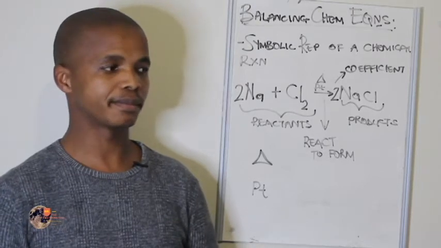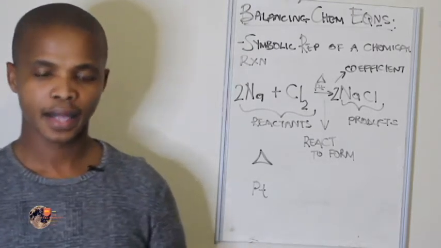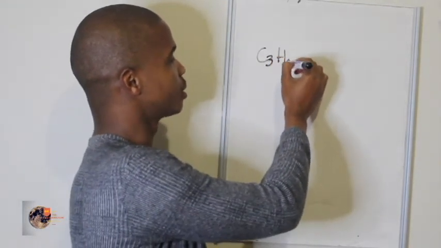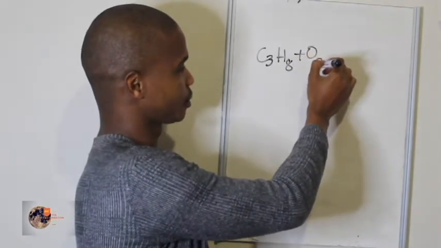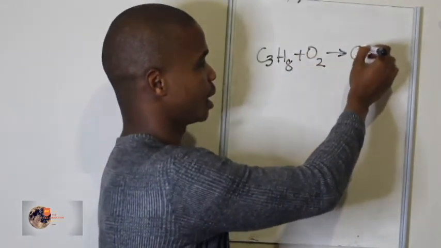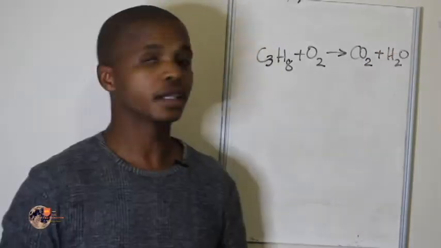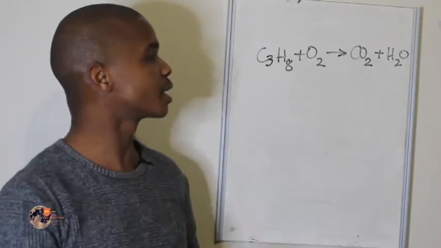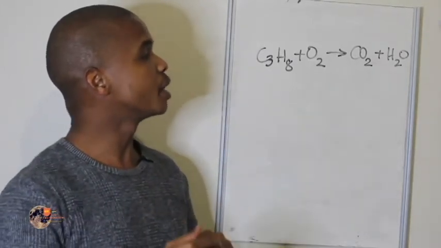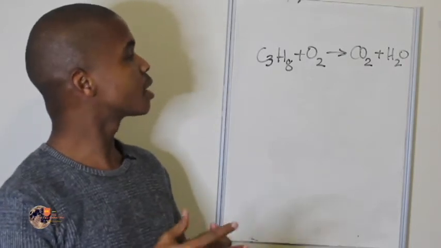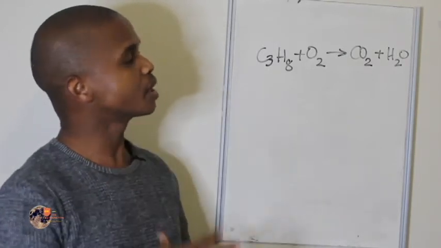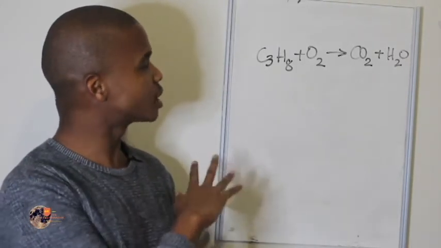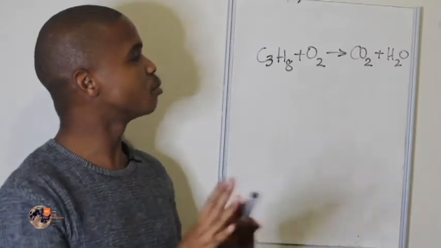Let's move on to some examples. Now imagine you are burning propane and oxygen. You would get carbon dioxide and water. Now you would want to balance each atom on the reactant side with each atom on the product side. So in this equation you have carbon, you have hydrogen, you have oxygen, on both sides. Now there must be an equal number of hydrogens, carbons and oxygens on both sides.